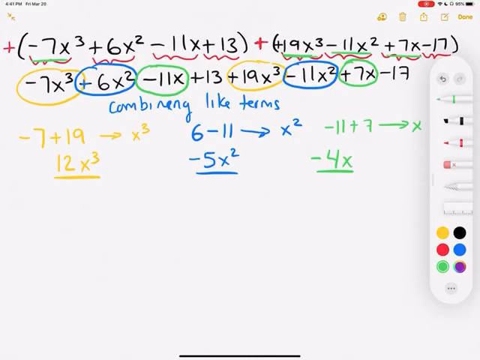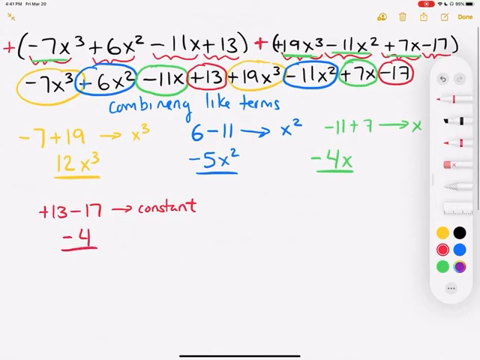It looks like we're almost done. I just have to combine the last two like terms that I have, which are the constants, the numbers that are by themselves that don't have any letter with them. So positive 13 and negative 17. So that's positive 13 minus 17. I'm just going to put here the constants, or the constant. So again, two numbers with different signs, I have to subtract them and give them the sign of the largest magnitude. So 17 minus 13, that's going to be 4. And the result has to be negative since negative 17 is larger.